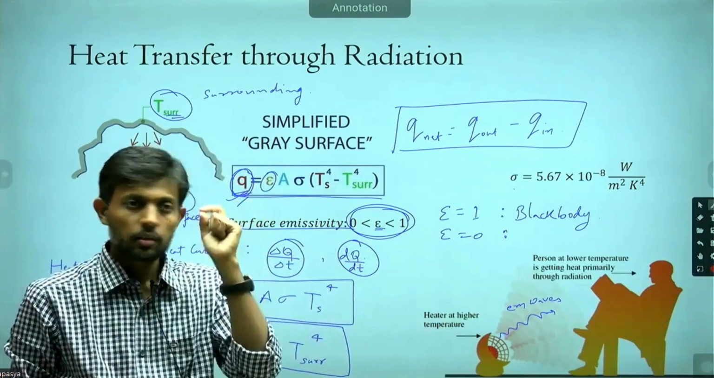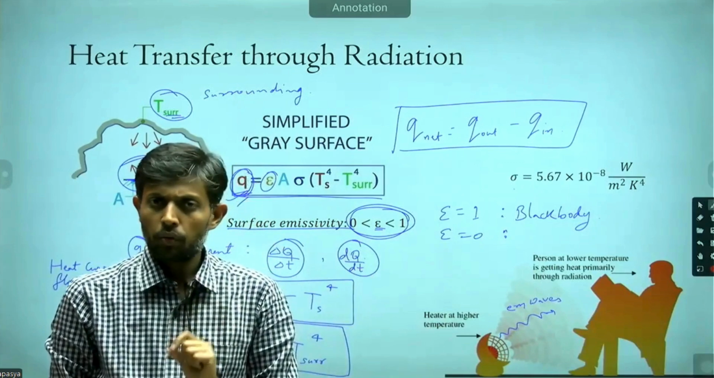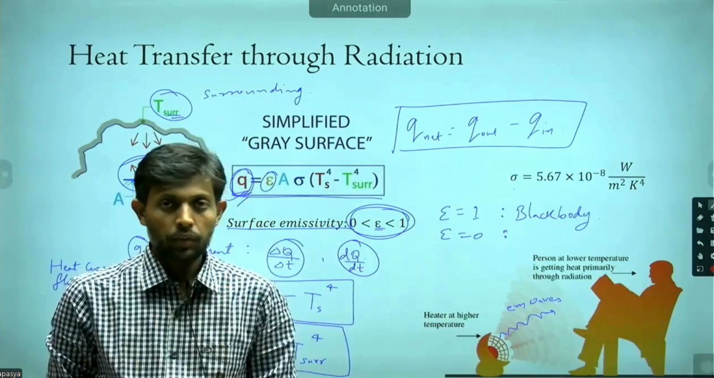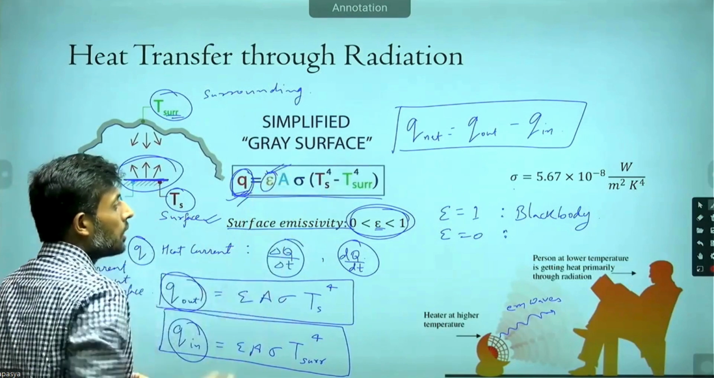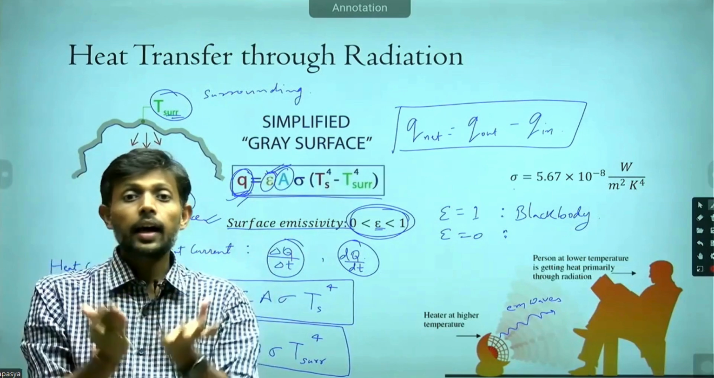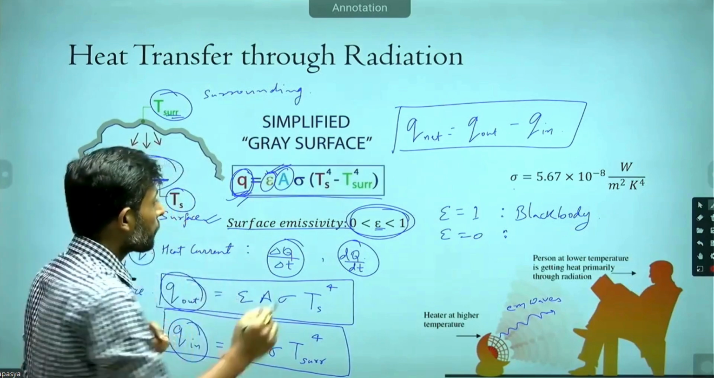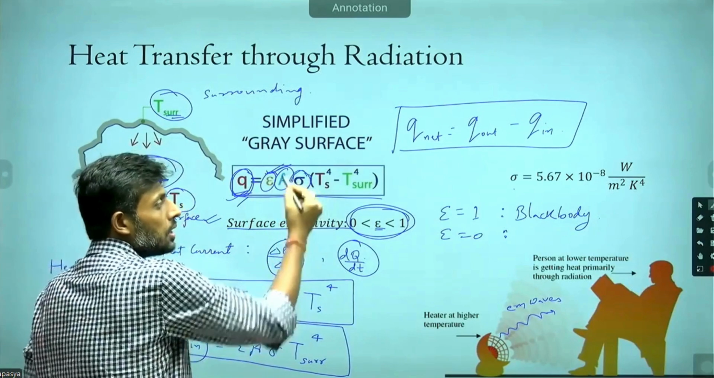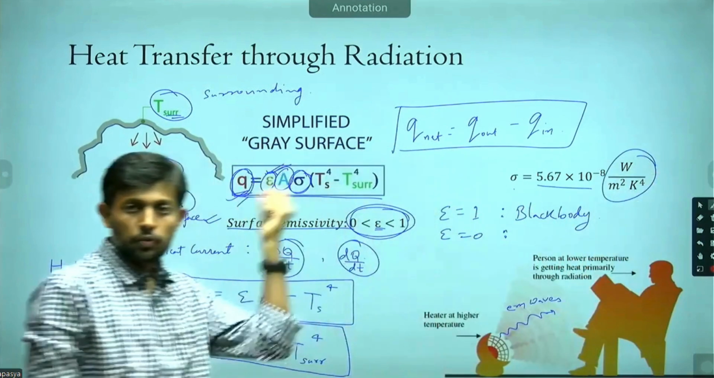0 means it does not absorb heat at all. 1 means it's a perfect absorber of heat or a perfect emitter of heat. So we understood what emissivity is. A, we all know, is the surface area. It's the area exposed to the surrounding. It's that area we are considering, okay? Sigma is a constant. We've seen its value here. The unit you can find out based on this formula.